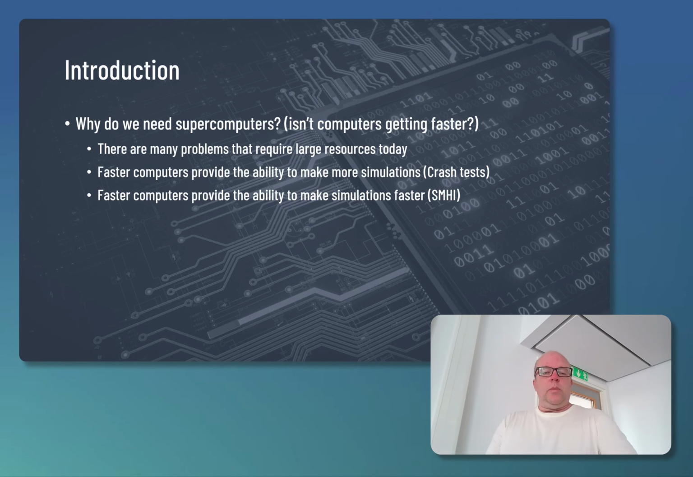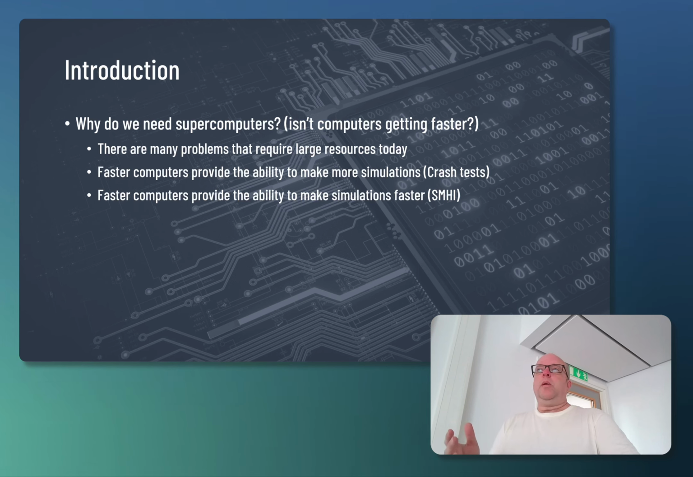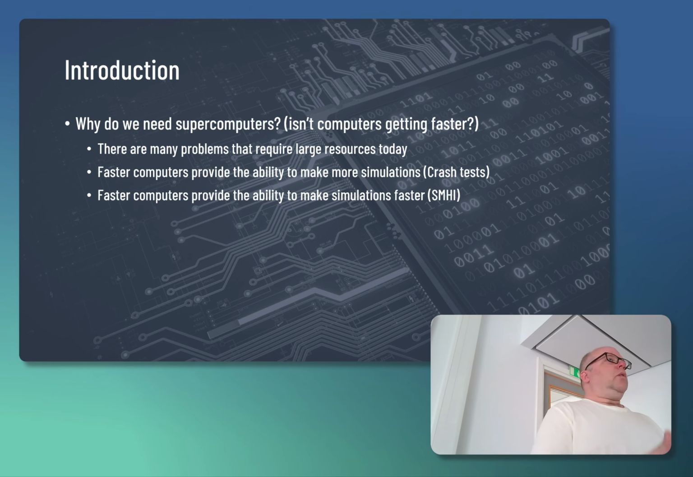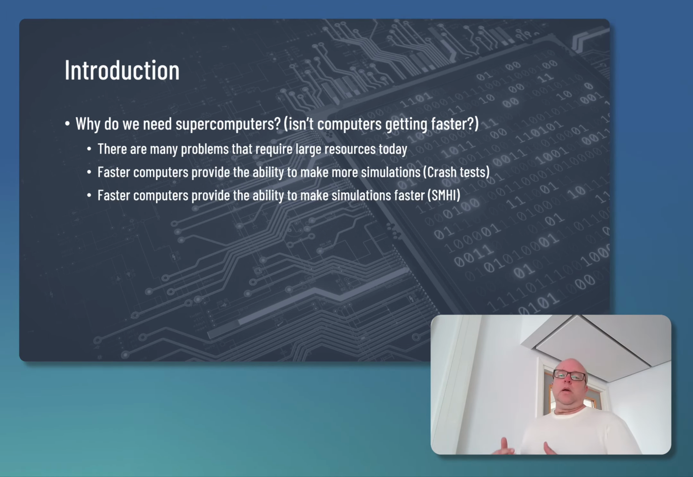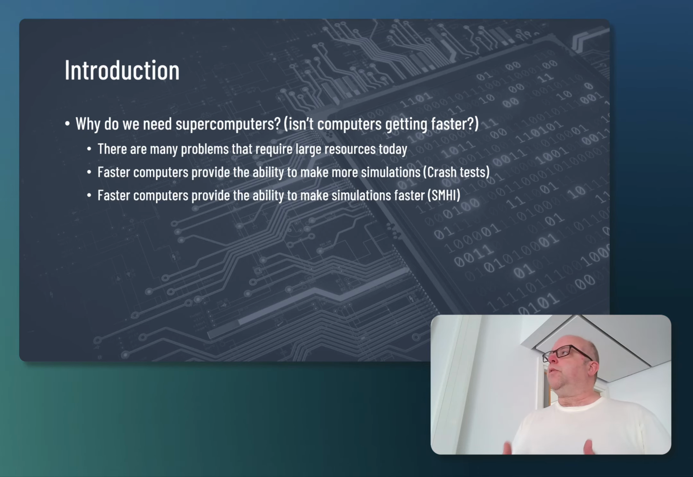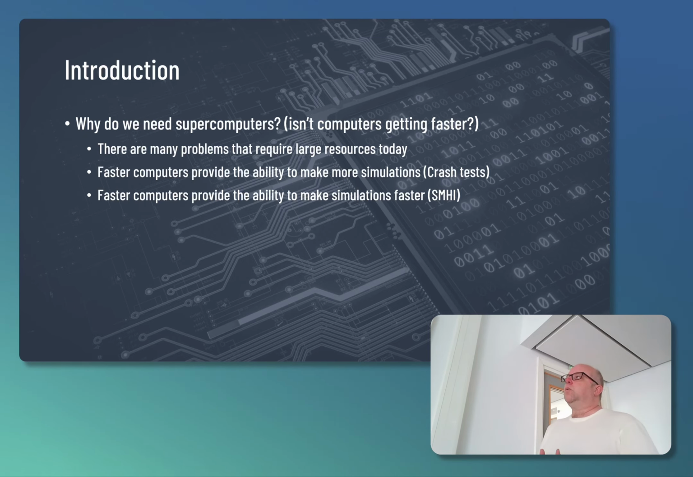You can also provide the ability to make simulations faster. For example, you need to be able to make a prognosis for the weather in time. You can't wait for 2 weeks to get the prognosis of 1 week. You need to make it now, and then you need to have the compute power that can do that fast enough that you can get results when they are relevant.